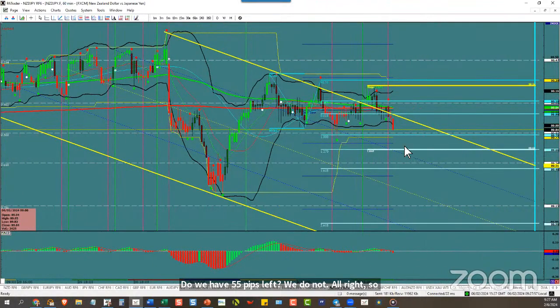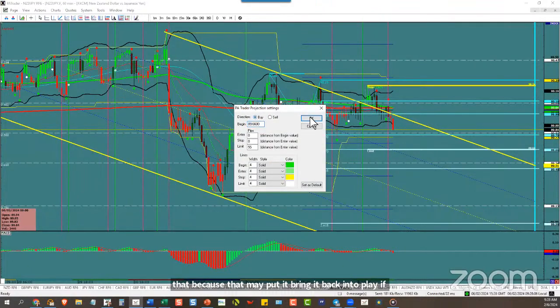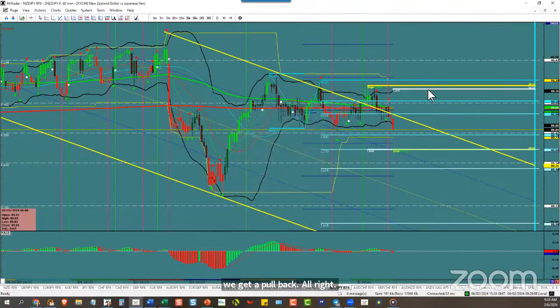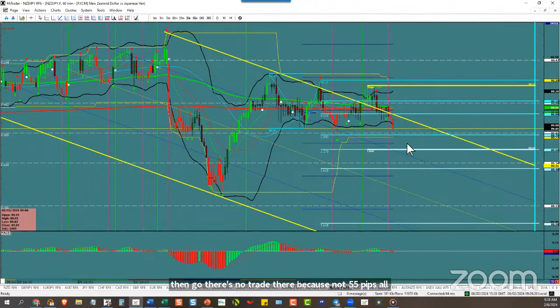All right. Now, if we get a pullback up here, let's check that because that may bring it back into play. So we go down there, we go up for 55 pips. It's all the way up here. There's no trade. We want it to come back here and then go, but there's no trade there because it's not 55 pips. Remember, if there's not 55 pips, a banker can't make the trade. He can't.